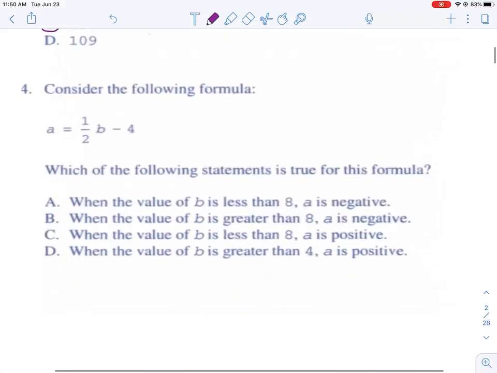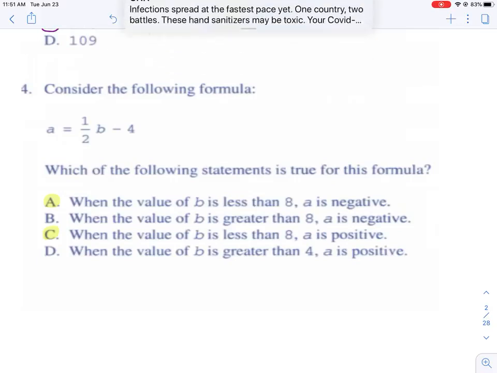Let's take a look at number 4. It says, consider the following formula. Which of the following statements is true for this formula? When the value of B is less than 8. Okay, so when it's problems like these, what I do is look at A and C here. They're both starting with the premise that B is less than 8.